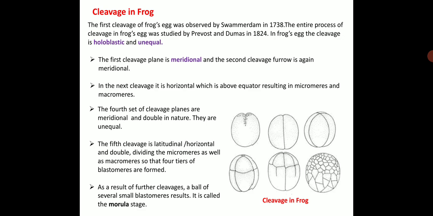So as a result of further cleavage, you know that the next stage we find, a ball of several small blastomeres, we call the morula stage.